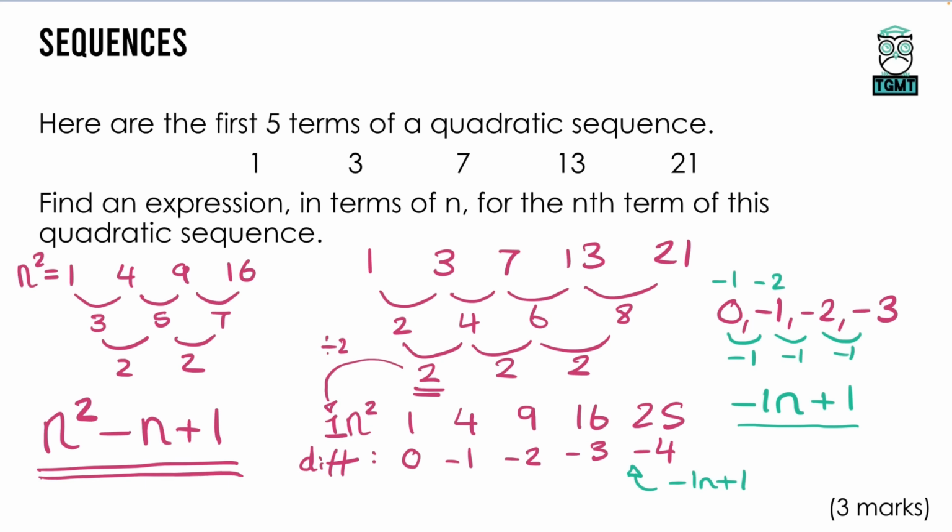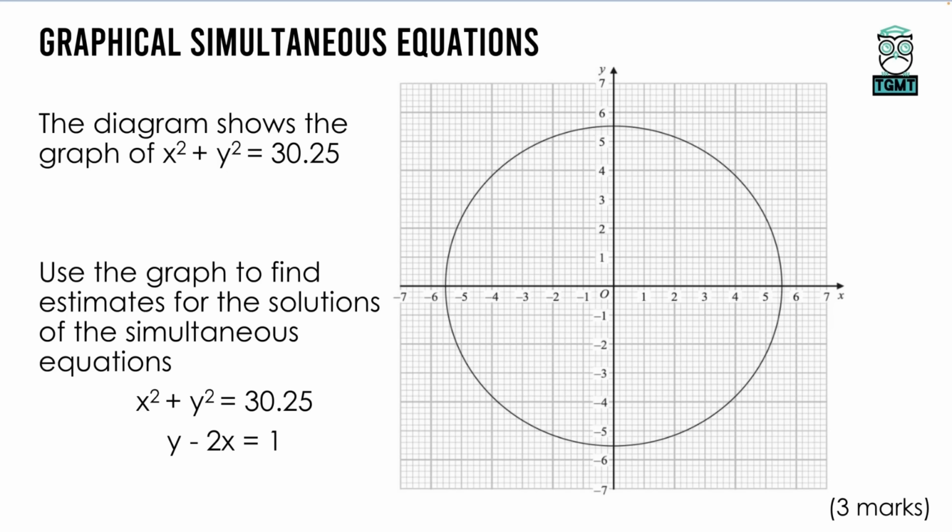Okay, so looking at graphical simultaneous equations where we have the equation of a circle. It says here the diagram shows the graph of x squared plus y squared is 30.25. So for 30.25, which is the radius squared, you can kind of see the square root of 30.25 where the circle is crossing through the axes. We can't say it for sure, but that's where the number is going through.